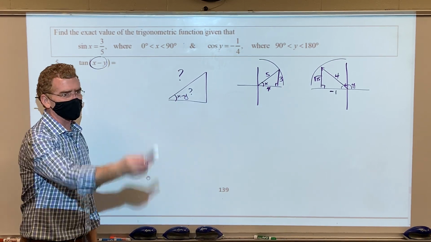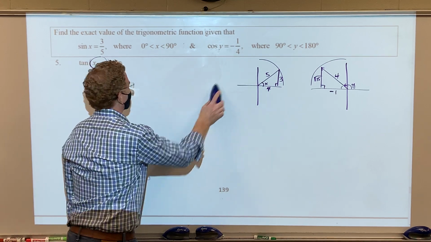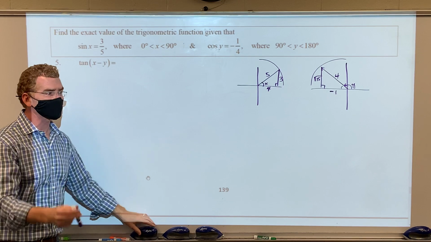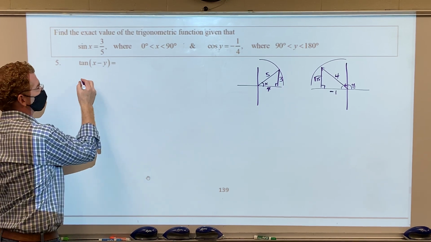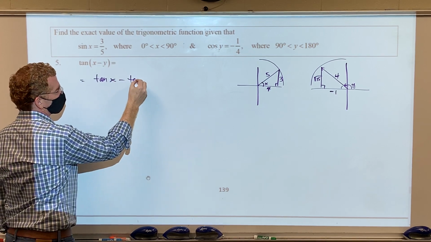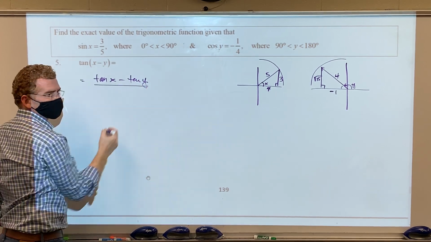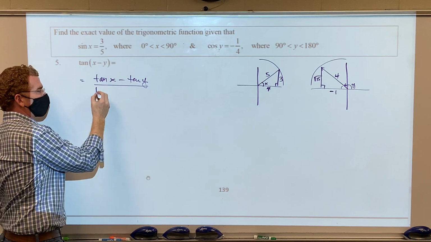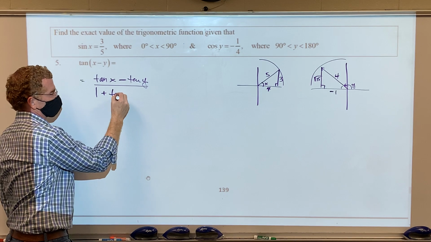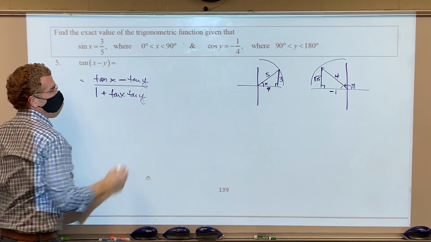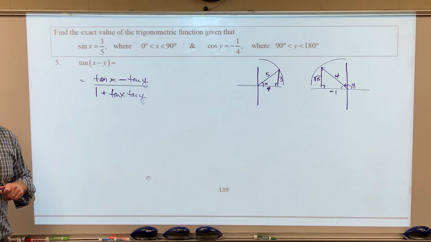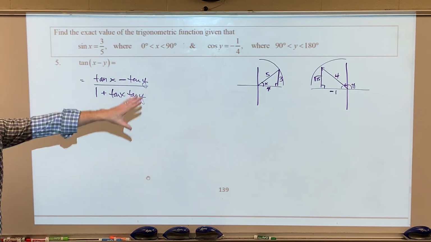Well, you pull out your what? Your alpha minus beta identity, or your x minus y identity. And what is that identity for tangent? Remember, it starts out like the distributive property. But on the bottom, you end up doing what? One, change that to a plus, and then just multiply those two together. And then all I got to do now is go to my pictures. Because I don't know the angle, but I know the picture of the angle.